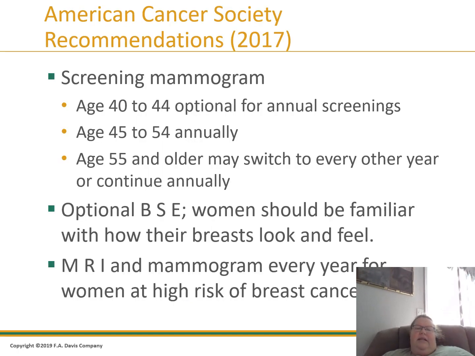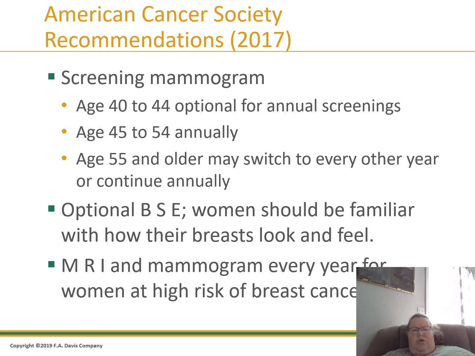All right, so the American Cancer Society recommends that screening from ages 40 to 44 is optional for annual screenings, and age 45 to 54 annually. So I was wrong. It's not every 2 years, it's every year. Age 55 and older may switch to every other year or continue annually. So after 55, you can go every other year. But from the time you're 40 to 45 or 54, it's every year.